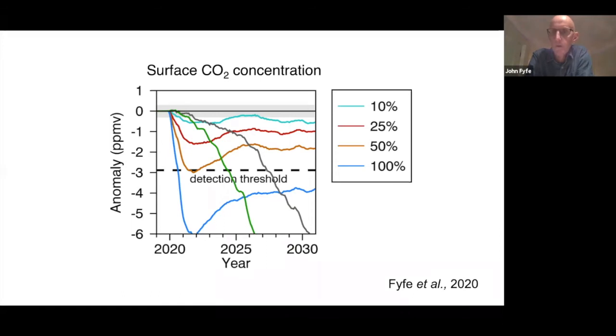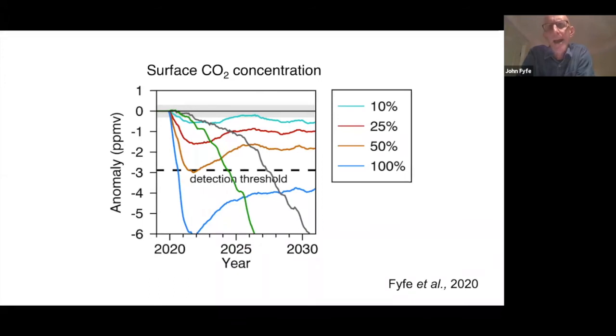This just refers to the ensemble mean reduction. We also have the result that if you wanted to detect this signal, you would have to have an emission reduction of equal to or greater than 50%. Okay, if you really wanted to see this in observations, you would need emission reduction twice as large as what we've actually observed.